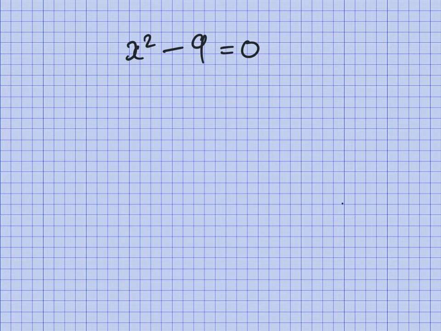It's called that because if you look, we can see we've got a square number here, x squared, obviously a square number, and we've got 9, which is a square number. And they're separated by a minus sign, a difference, so it's the difference of two squares.